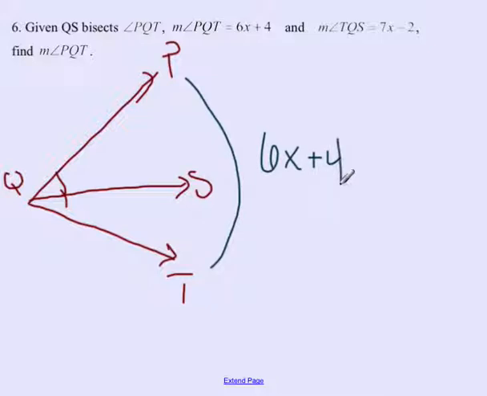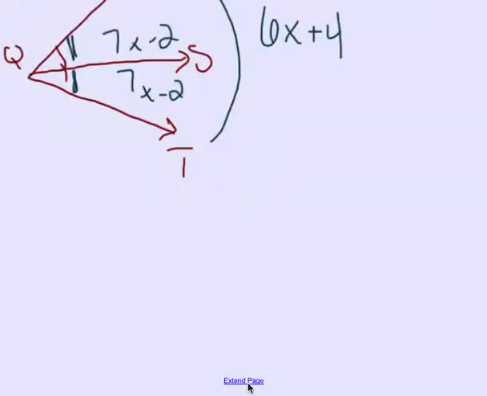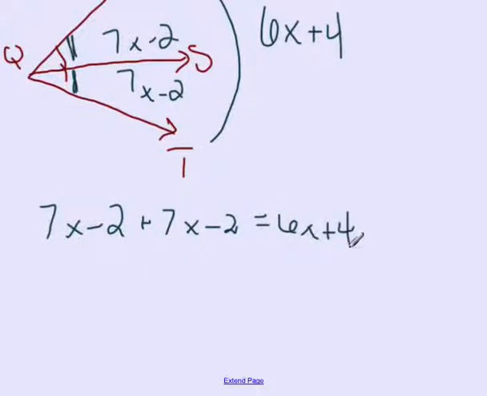TQS right here is 7x minus 2. Well, if this guy right here is 7x minus 2, then this guy right here is also 7x minus 2. So then I know 7x minus 2 plus 7x minus 2 has to be equal to 6x plus 4. This angle plus this angle has to be equal to that whole angle. And now we can go and solve this for x.